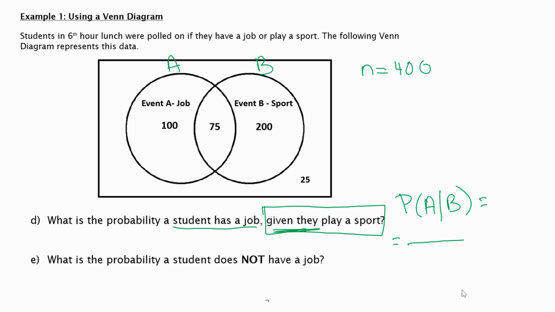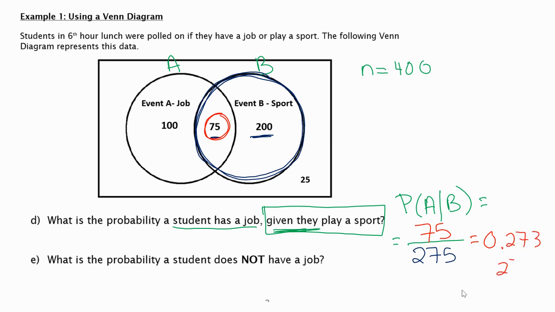Probably the easiest way to do it is to look at, of the students who play a sport, how many kids are actually in that pool. So the total possible we're taking out of is not 400, but the students who play a sport. That'd be 75 and 270 and 200, so we get 275. And of these kids who play a sport, how many of them have a job? 75 have a job. So if I do 75 over 275, I get 0.273 or 27.3%.